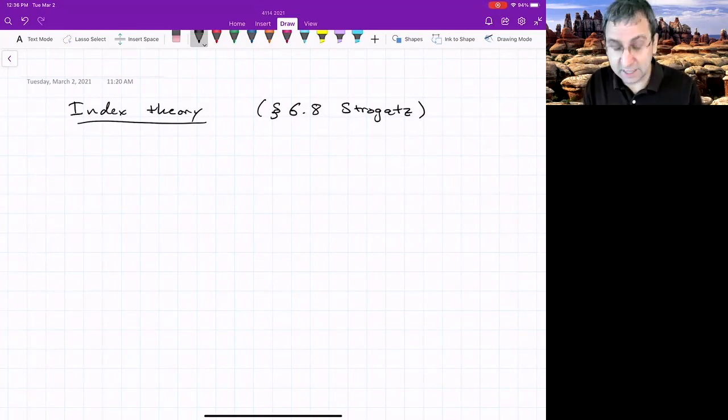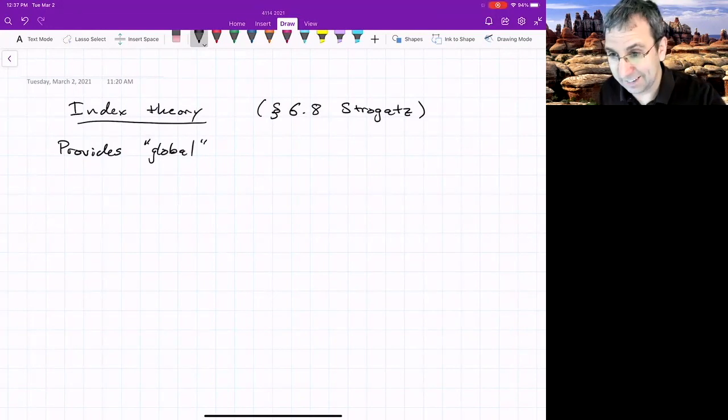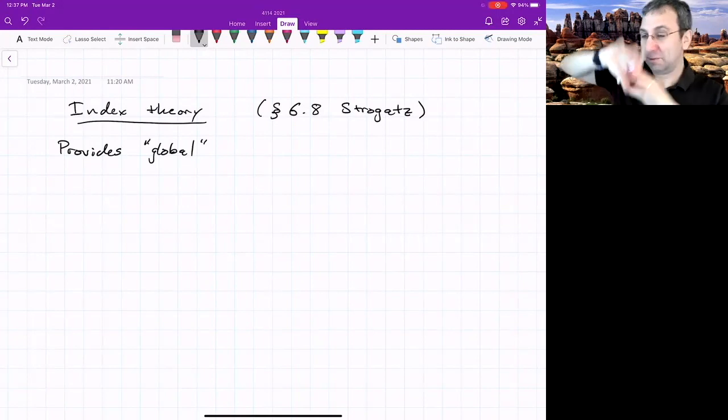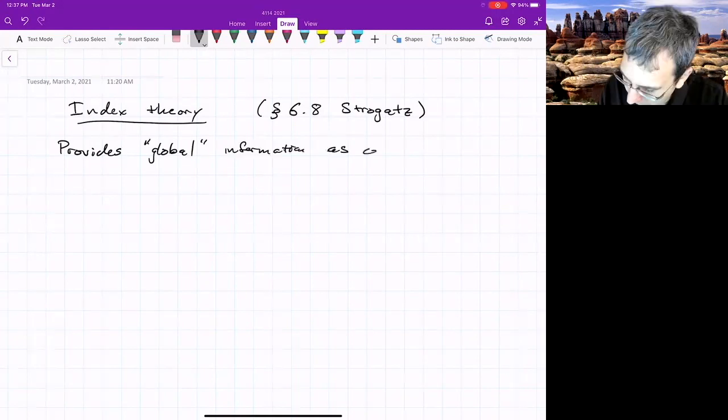But index theory is an example of a global method. It provides global information about the phase portrait. So it's not just limited to local things. Global just means not limited to a neighborhood, infinitesimally small region. And it tends to mean something related to a large chunk of phase space. That's what we mean by global. So this is compared with local info from linearization around fixed points.